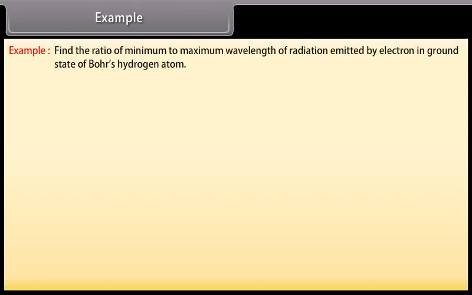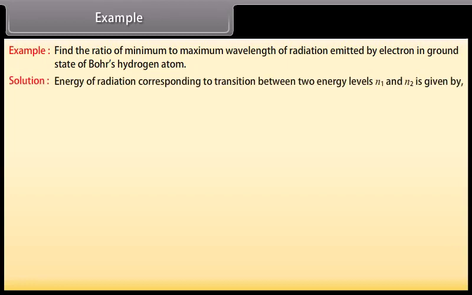Example. Let's take an example of Bohr's model of the hydrogen atom. Let's see the solution. Find the ratio of minimum to maximum wavelength of radiation emitted by an electron in the ground state of Bohr's hydrogen atom. Energy of radiation corresponding to transition between two energy levels n1 and n2 is given by 13.6 × (1/n1² − 1/n2²) eV.